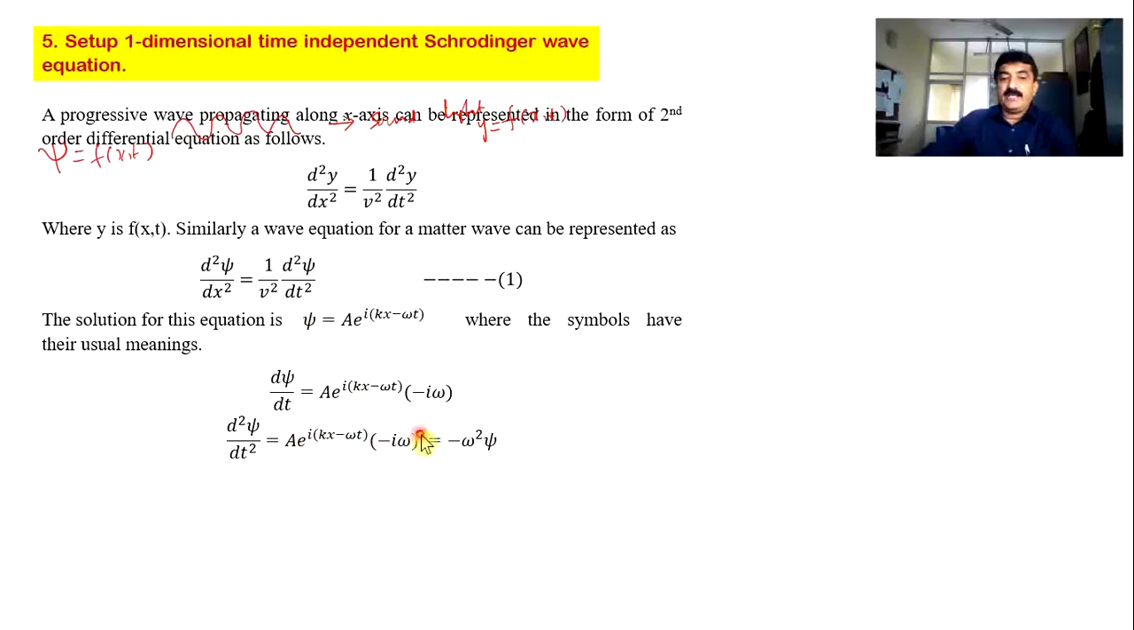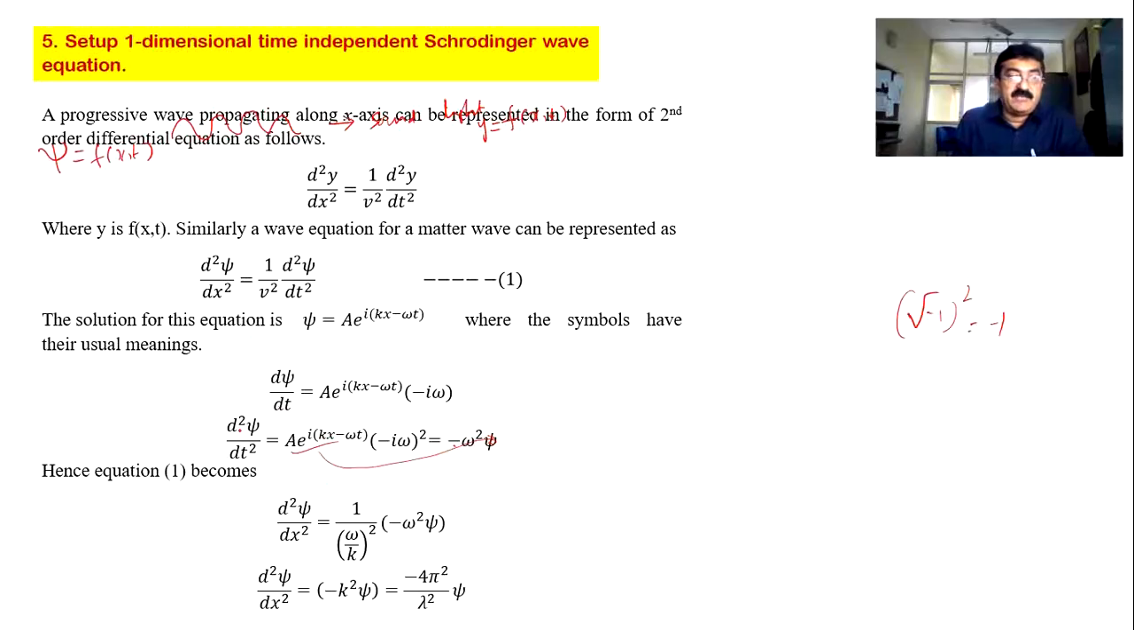Next, minus square is plus, no doubt. But i square is once again minus, because you know i is nothing but root of minus 1, so root of minus 1 whole square is minus 1. That's why I have minus omega square. So this whole thing is psi, and minus i omega whole square is minus omega square psi. Well, so I have this with me, then I substitute this in equation 1. When I substitute for d square psi by dt square, it becomes minus omega square psi. But here there was 1 by v square earlier; there was v square.